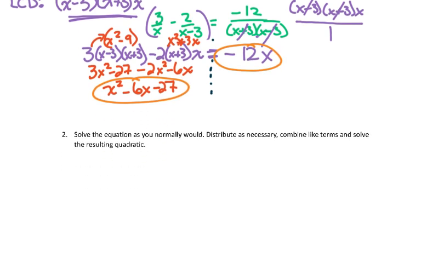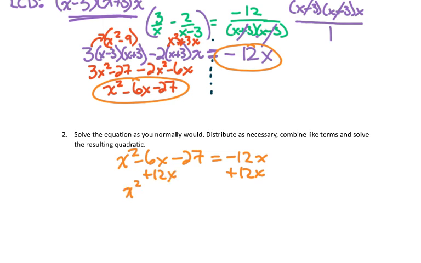And I'm going to put it down here where we have more space. We're going to solve the equation like we normally would, distribute and combine all our like terms. Now we're going to solve it. And to solve it, we want to set everything equal to 0. So I'm going to add 12x to both sides. I'll have x squared plus 6x minus 27 equals 0.